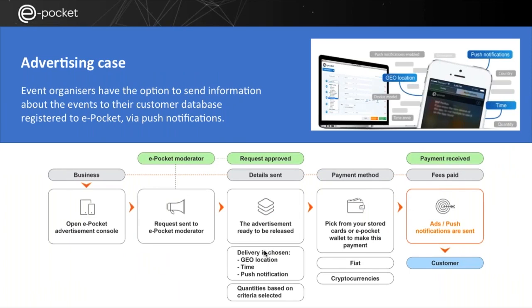What's happening is, let's say I have a business and I decided that I need to get more clients. All I need to do is open up the ePocket advertisement console and send the request for the advertisement that I would like to put through. One of the moderators will look at that and assess it. Now, the business that sends that across can choose different ways to advertise, either by geolocation.